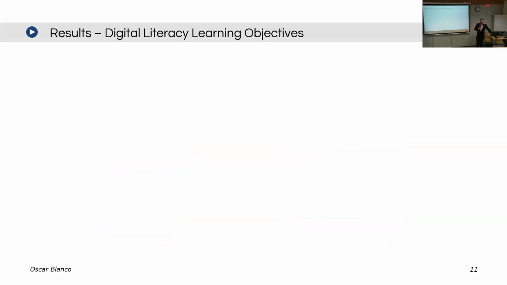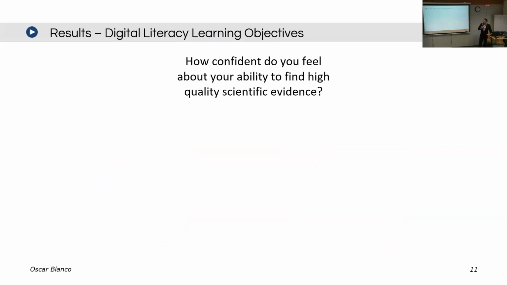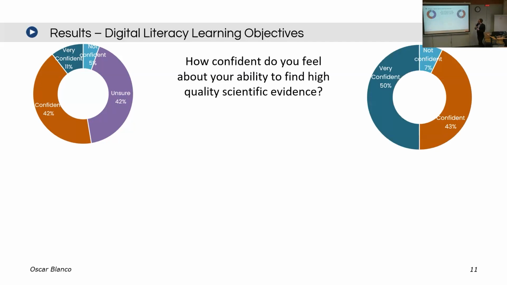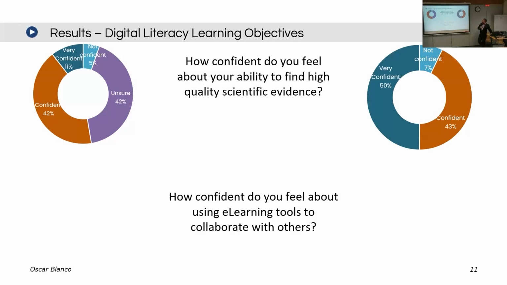We structured our results into two categories. The first one is, what were the digital literacy learning objectives? So what were their experience with using digital technology? What was their experience learning? When asked, how confident do you feel about your ability to find high quality scientific evidence? You'll see the pre-scores on the left and the post scores on the right. Just under half of the participants felt confident. The rest, or the majority of the rest of them, felt relatively unsure, with some people feeling very confident. However, afterwards, we saw a very sharp increase in the confidence of these students and their ability to find scientific evidence.